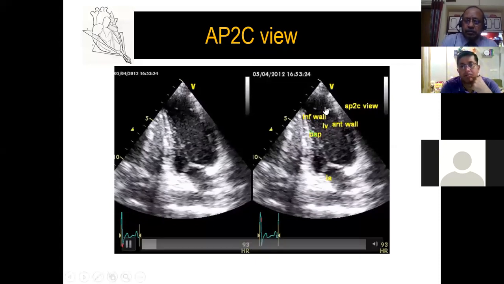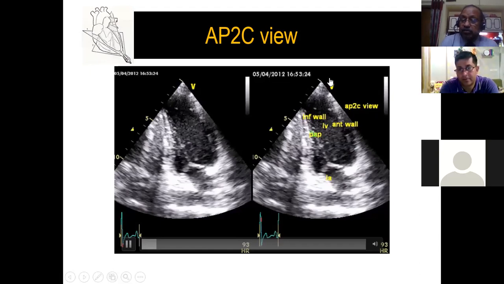Now here, this whole is anterior wall, this whole is inferior wall. And this inferior wall is divided into basal, mid and apical inferior wall. Similarly, the anterior wall is divided into apical, mid and basal anterior wall. Whole of this anterior wall is supplied by LAD. Apical inferior wall is supplied by LAD. Mid and basal inferior wall is supplied by RCA.